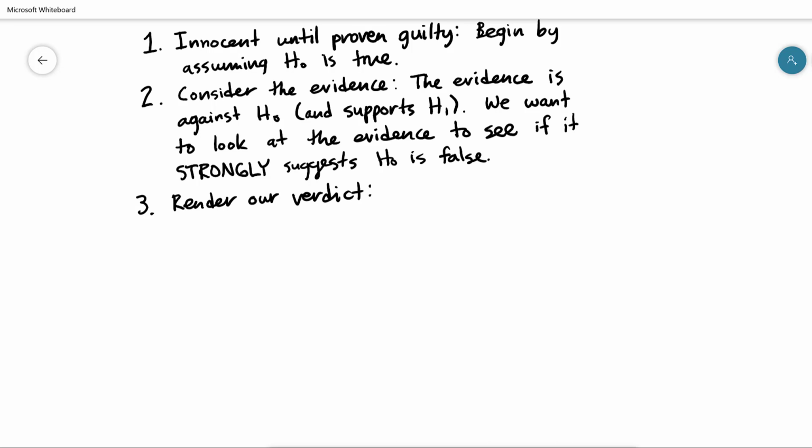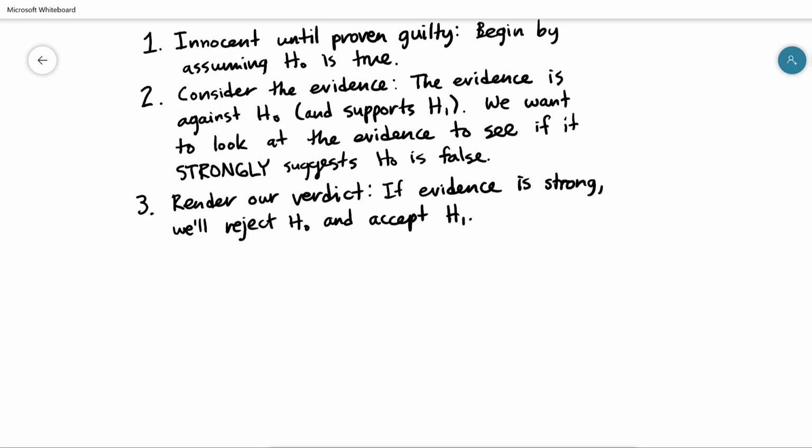So if we decide that the evidence is really strong and that H naught is false, we are going to reject the null hypothesis. If the evidence is strong, we'll reject. Again, the idea is we assumed H naught was true throughout this whole process. If the evidence is strong that it's false, we'll reject H naught and instead accept H1. So we will reject the null hypothesis and accept the alternate hypothesis.